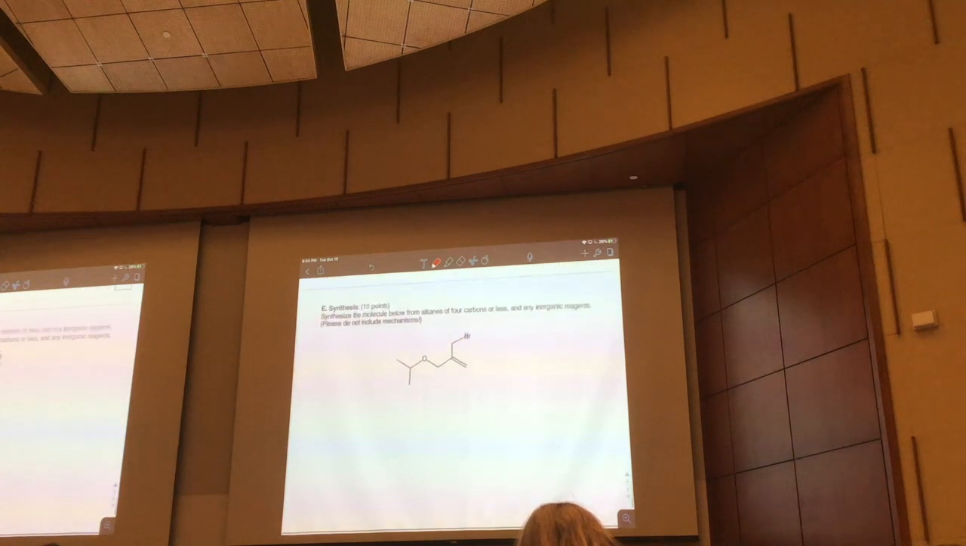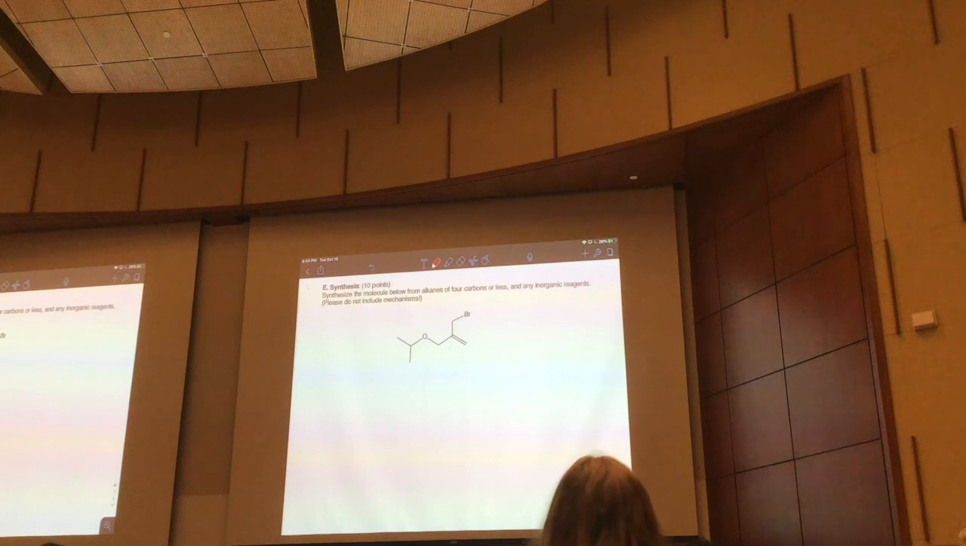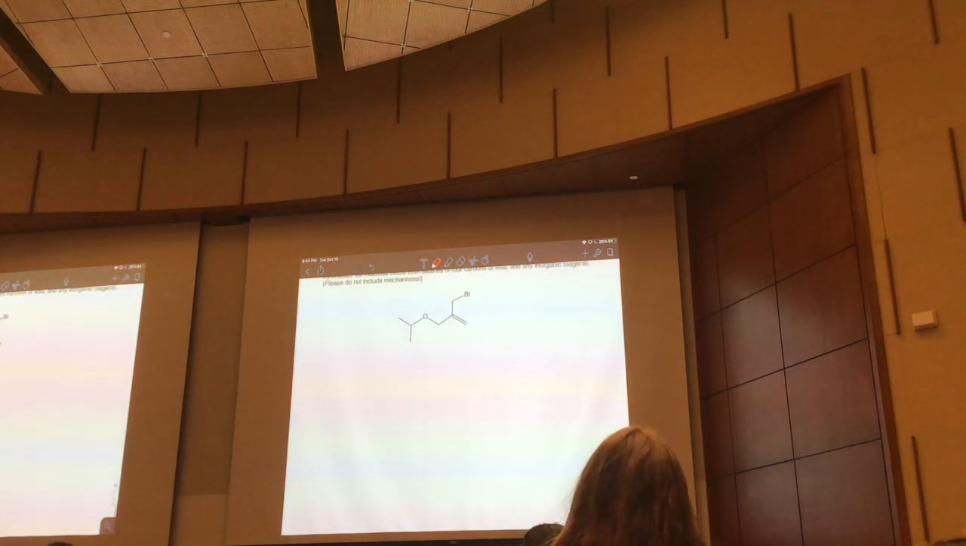All right, let's move on to synthesis. Synthesis is super fun, especially in Orgo 2. So this is going to get cool later, I promise, even though it doesn't seem like it. Okay.